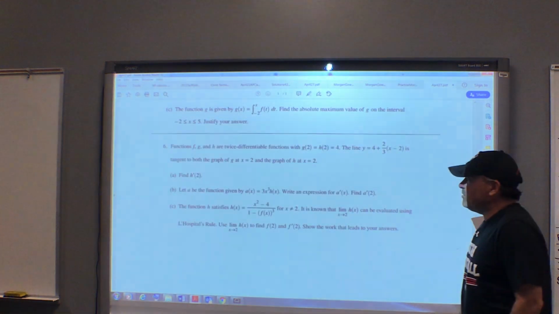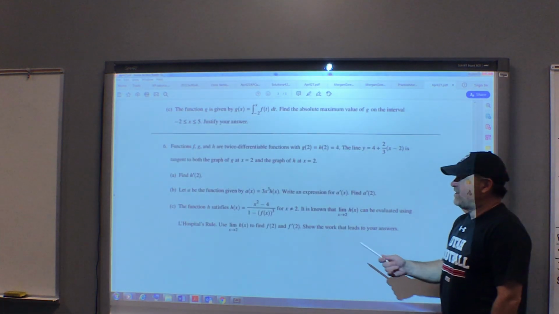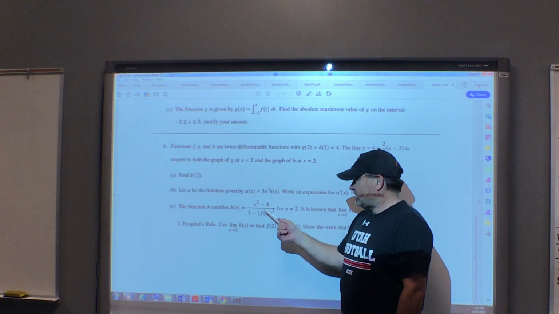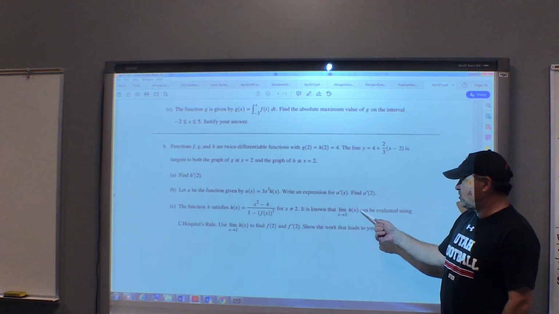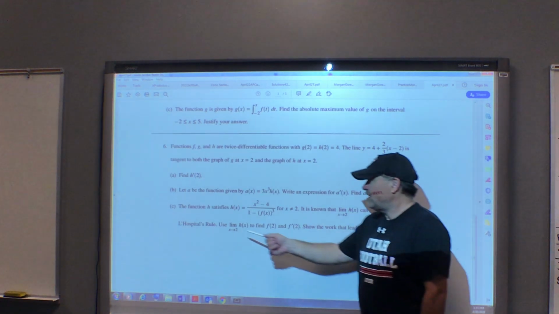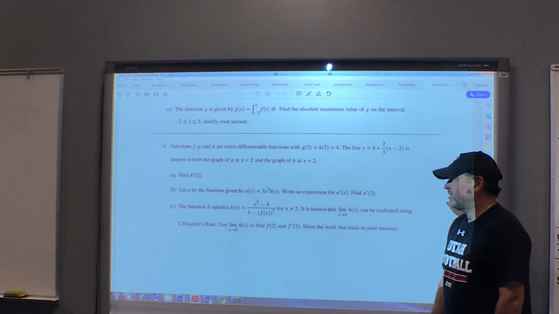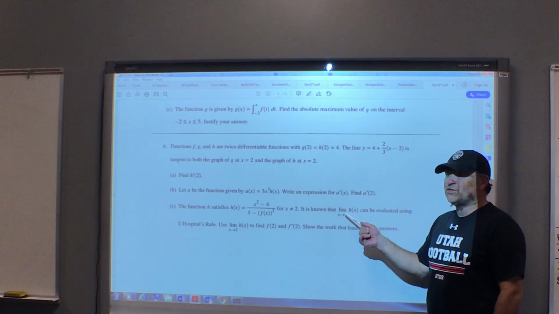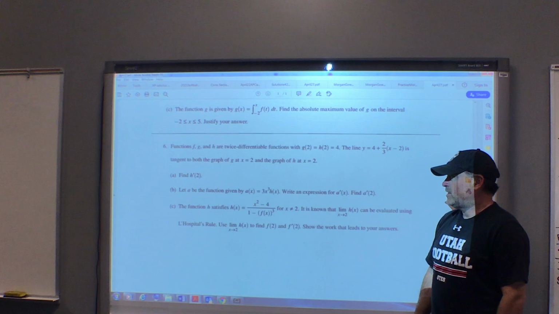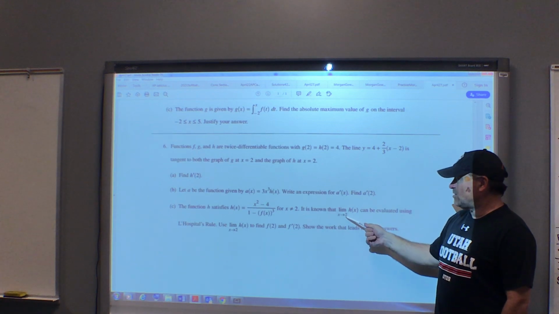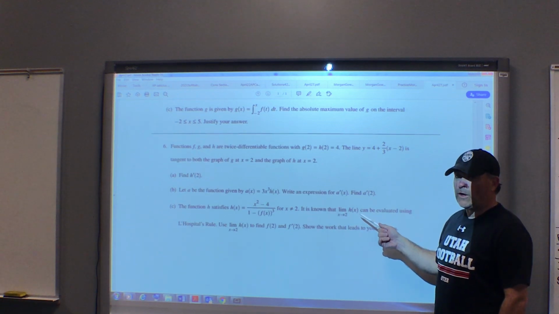Okay, so it's a little confusing. They're telling you first off that h of x is equal to this when x is not 2, and it's known that the limit as x approaches 2 of h of x can be evaluated using L'Hopital's rule. By the way, you also know that h of 2 is 4. It was given up above. It's right there. H of 2 is 4. Well, that means that the limit as x approaches 2 of h of x is 4.